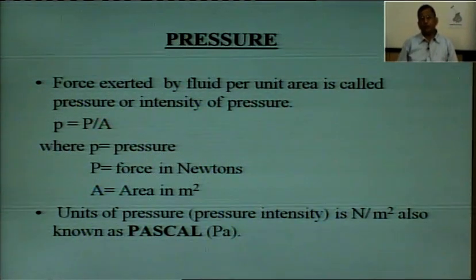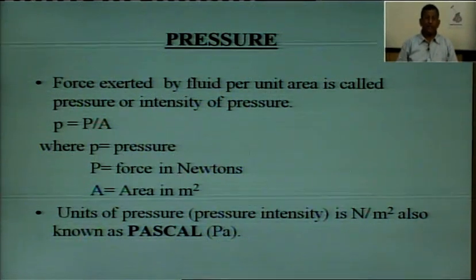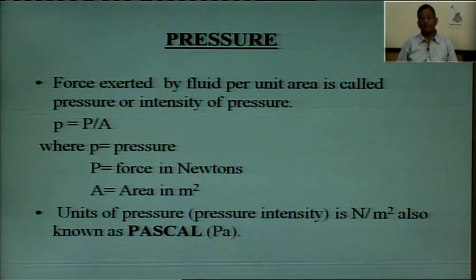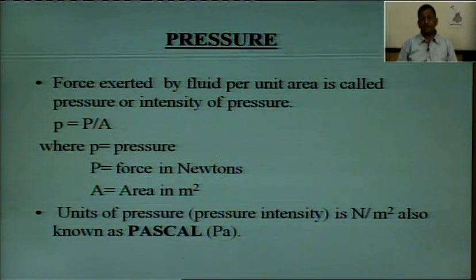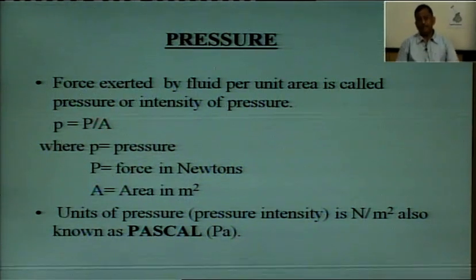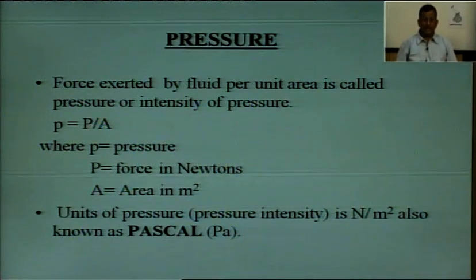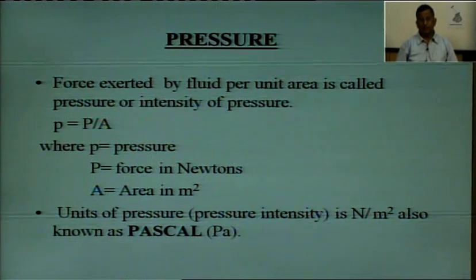Pressure means force exerted by fluid per unit area, and it is known as pressure or intensity of pressure. The intensity of pressure is the ratio of force divided by area. It is represented by small p, where capital P is the force in newtons and the area is calculated in meter square. So, the unit of pressure intensity is Newton per meter square.